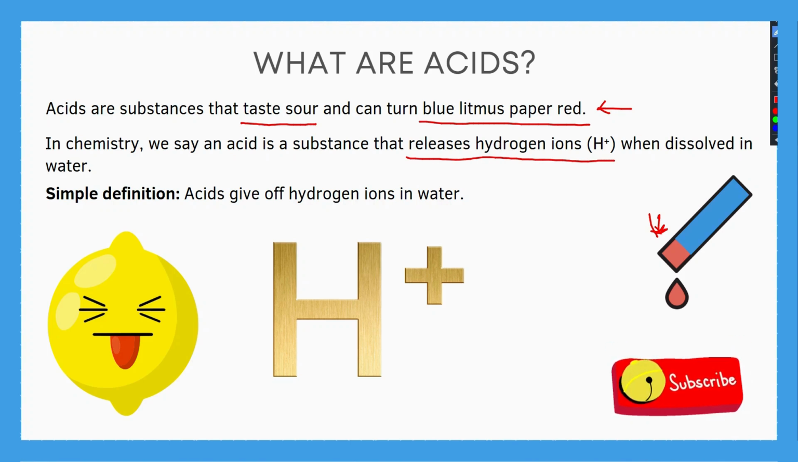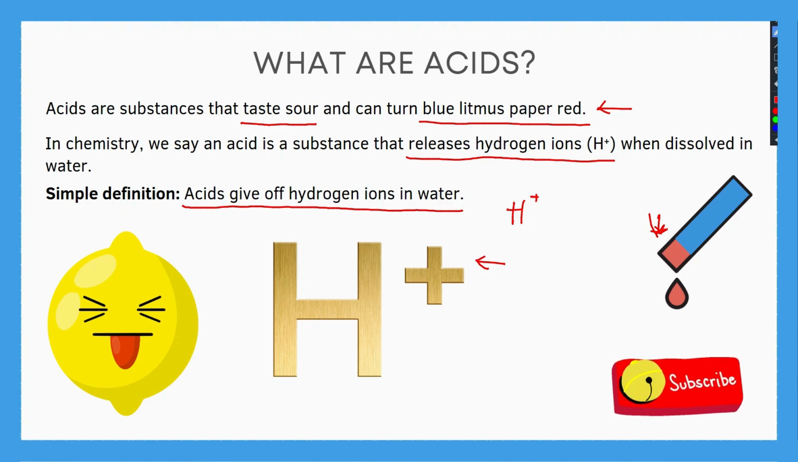Here is a simple definition. Acids are substances that give off hydrogen ions. What are hydrogen ions? This is what a hydrogen ion looks like. H with a plus standing above it. So an acid is simply a substance that gives off hydrogen ions when it is dissolved in water.